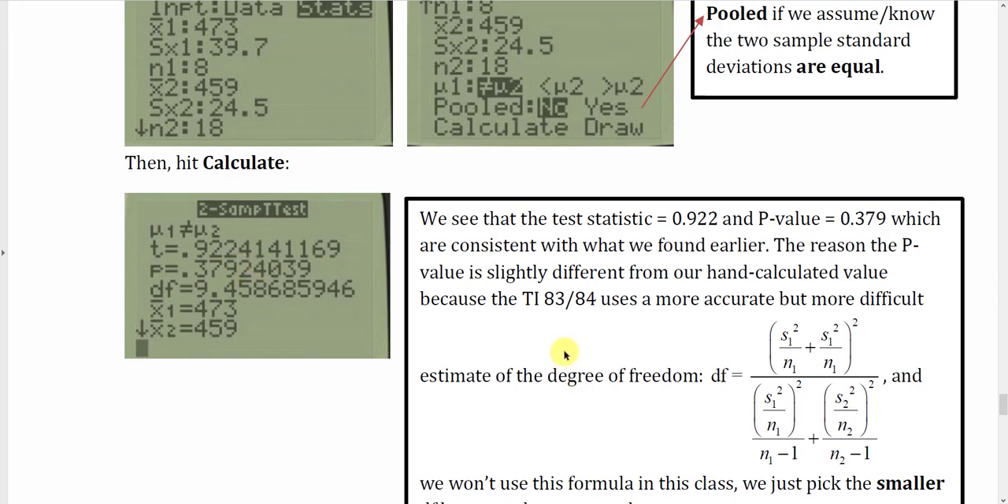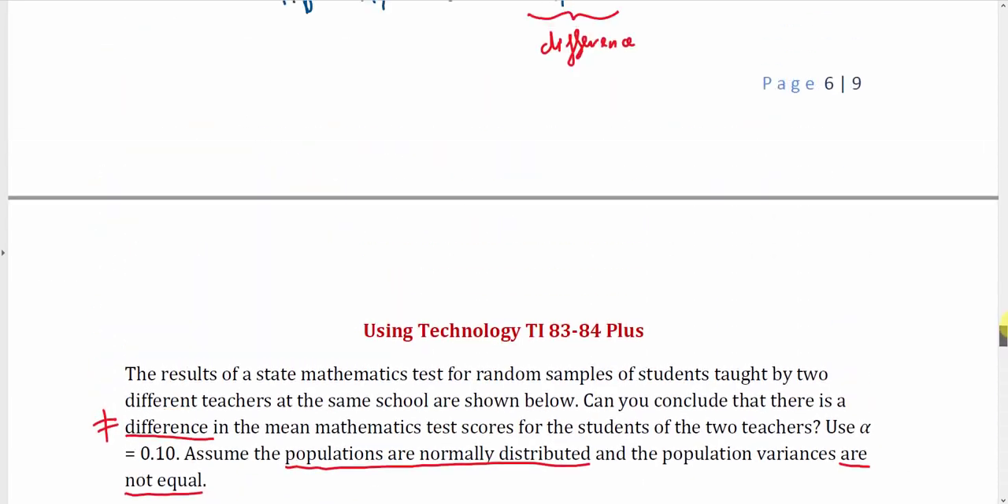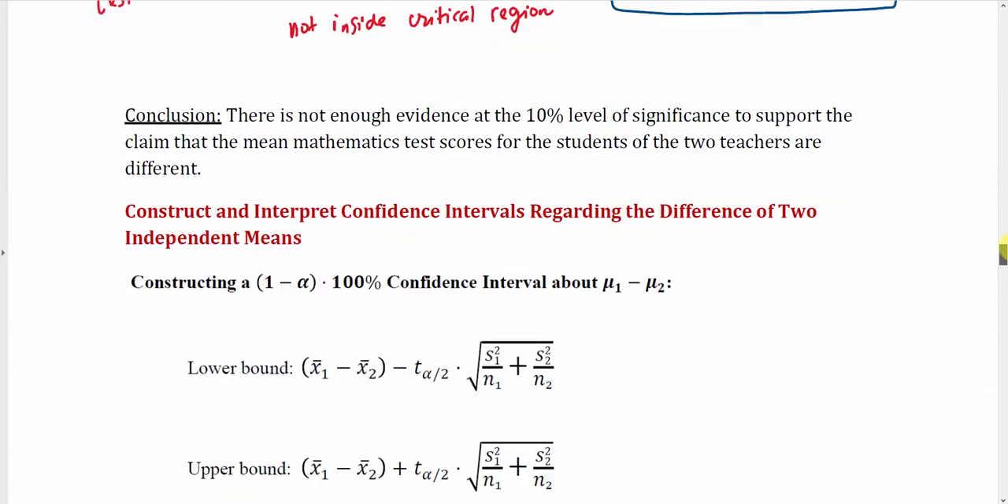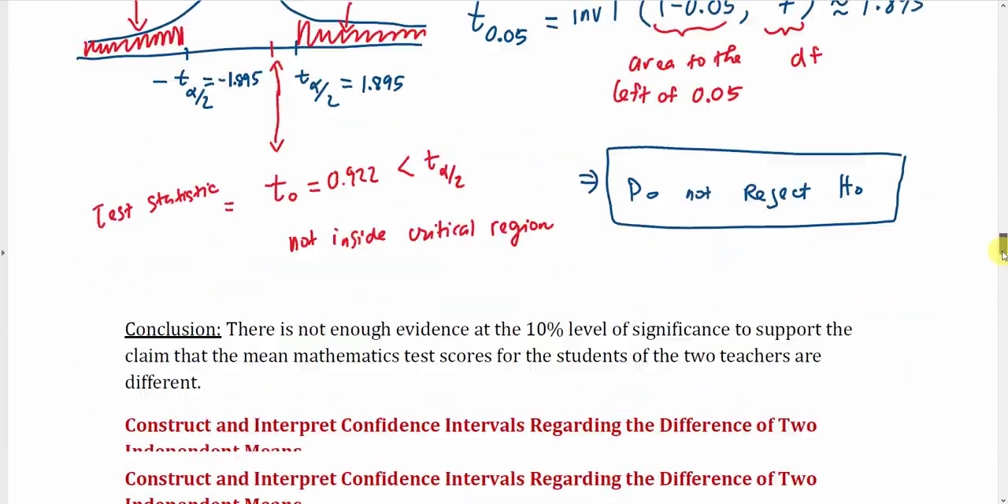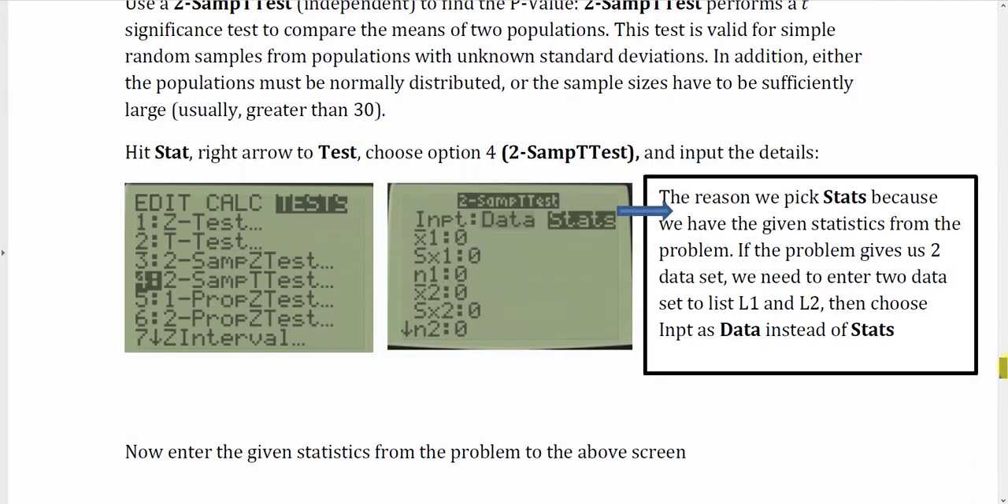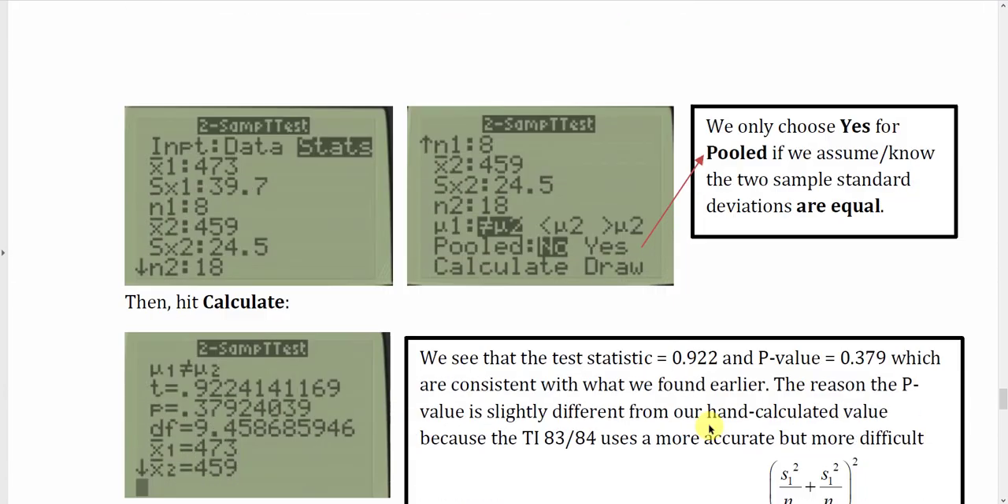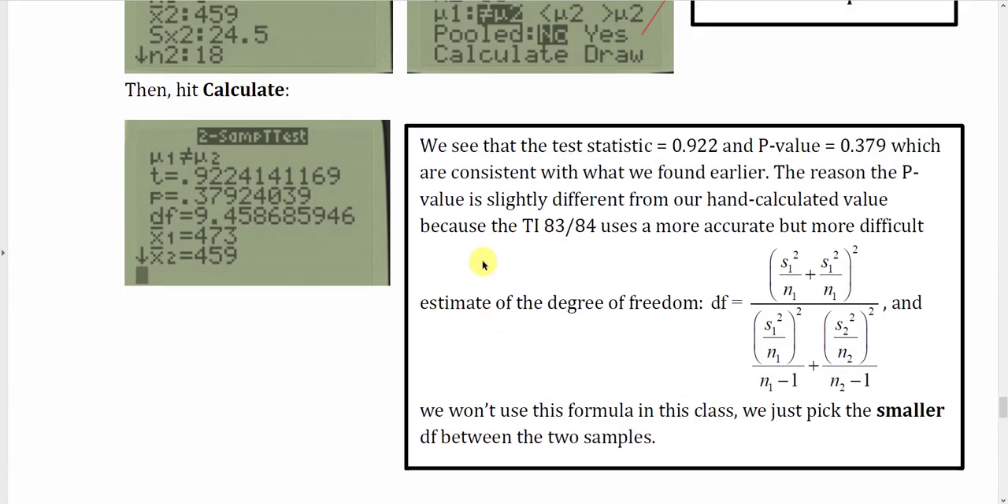Why are they not the same in this case for the p-value? The p-value we got earlier was 0.387, and this is 0.379. So a little bit different. Not a big deal, but why are they different? They are different here because of the degree of freedom.